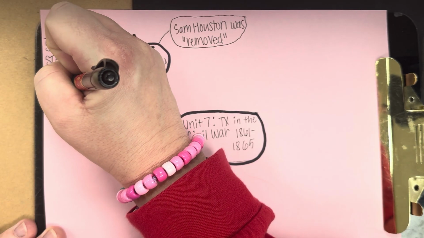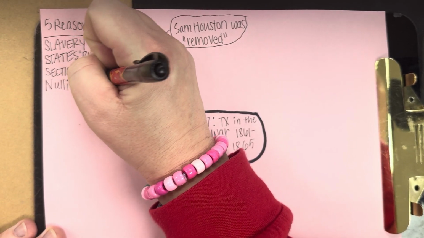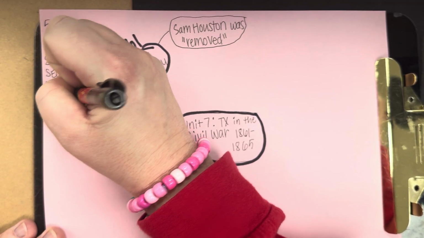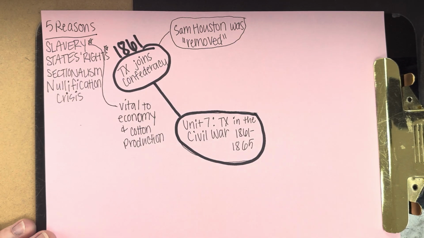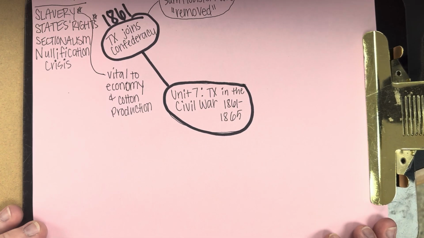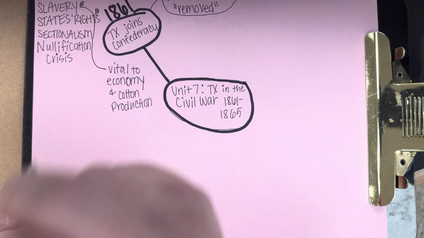The next one was the nullification crisis, which happened about 30 years before the Civil War. South Carolina said that they didn't want to follow a federal law, and so they ended up coming to a compromise, but that gives South Carolina the idea that if they don't like what the federal government is doing, then they just don't have to follow it, which is not true.